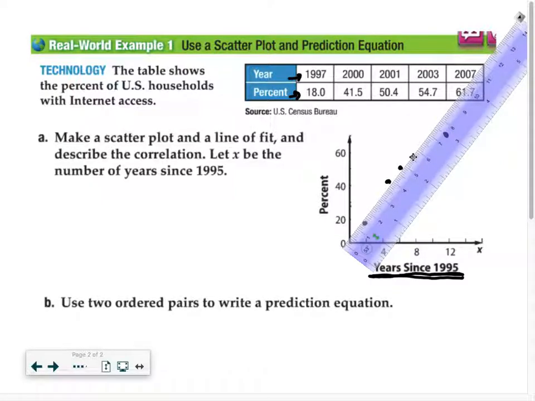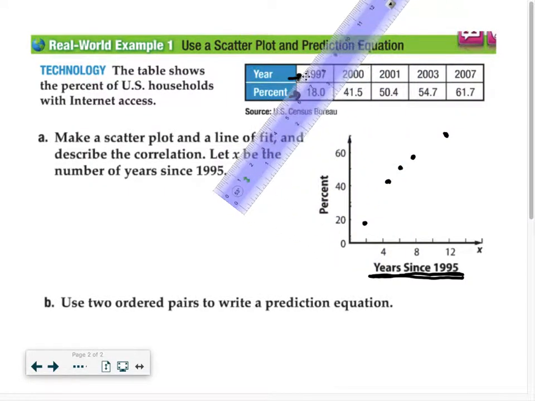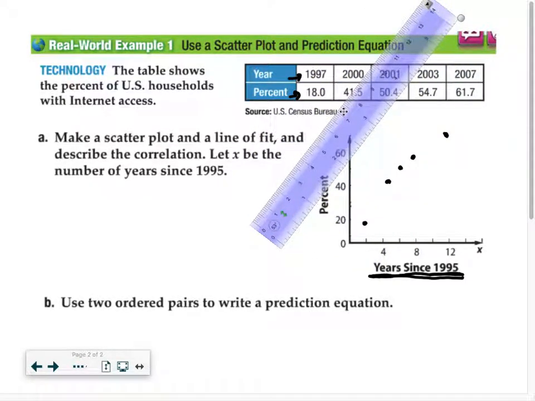So I would suggest using these 2 points that our ruler is going through here. Okay, and so let's write the ordered pairs of those points. Again, the 2 points I'm talking about here were this first point we plotted and then this point. So if we use that line, again we've got 2 points above it and 1 below it, and that's a pretty good line of fit.